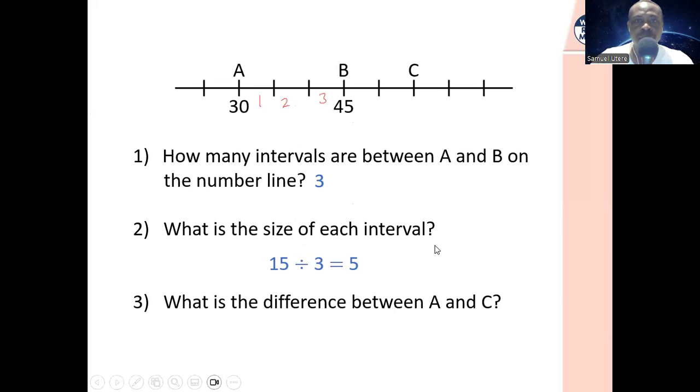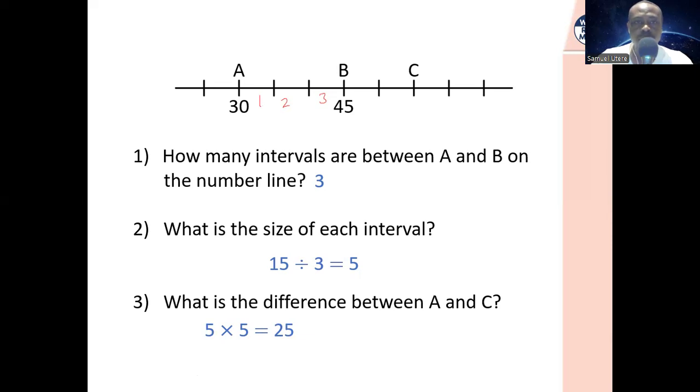One way to work this out is to know that there are 5 intervals between A and C. So you have 1, 2, 3, 4, and 5. Now, if we know that each interval is worth 5, then we can do 5 times 5 to get the actual value of the difference between A and C.